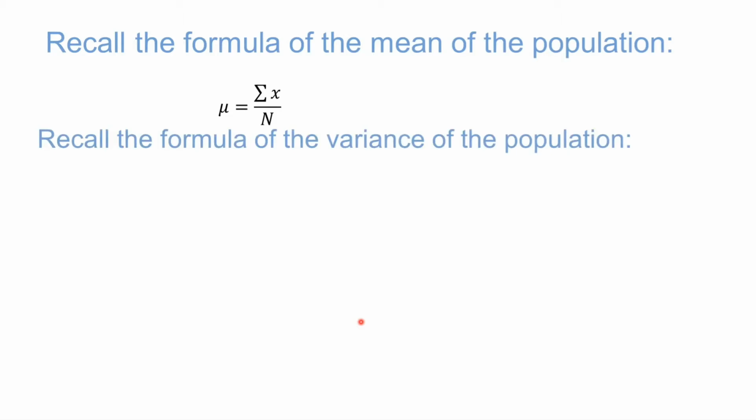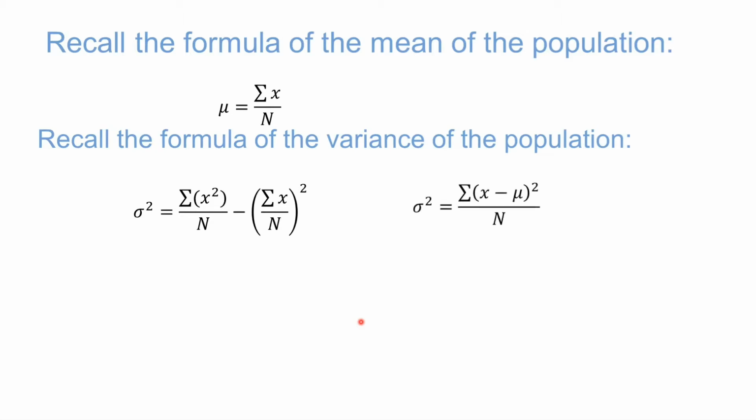Next, recall the formula of the variance of the population. The variance is equal to the summation of x squared over n minus the quantity of the summation of x over n, raised to 2. Or we can use the formula that is mostly used to get the variance of the population because it is easier: variance is equal to the summation of the quantity of x minus mean, squared, over n. It is better to use this one because we have already tested it.